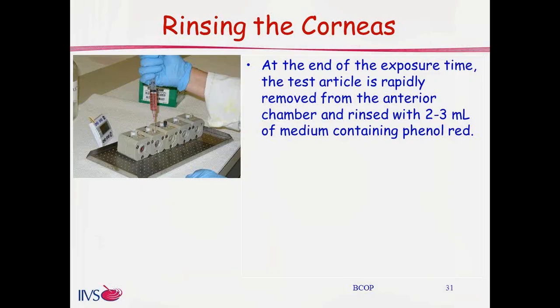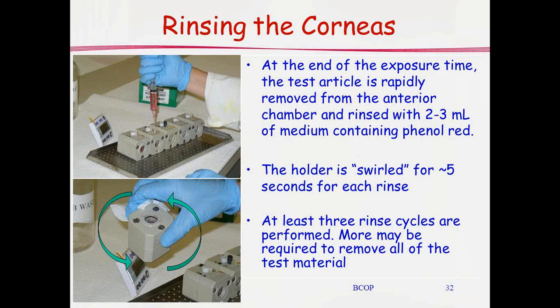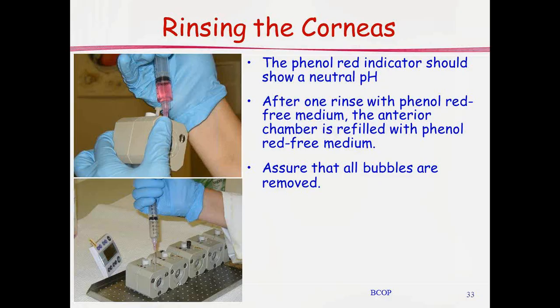Rinsing after the prescribed exposure time is done by carefully aspirating the dosing solution out of the anterior chamber of the cornea, adding media to begin the rinsing process, as you see in the top left picture here, swirling the chambers to help effect a bit more of the rinsing, and aspirating that rinsate. We go through the same cycle, at least 3 cycles, and monitor the removal of the test material to assure we get a good removal of test material.